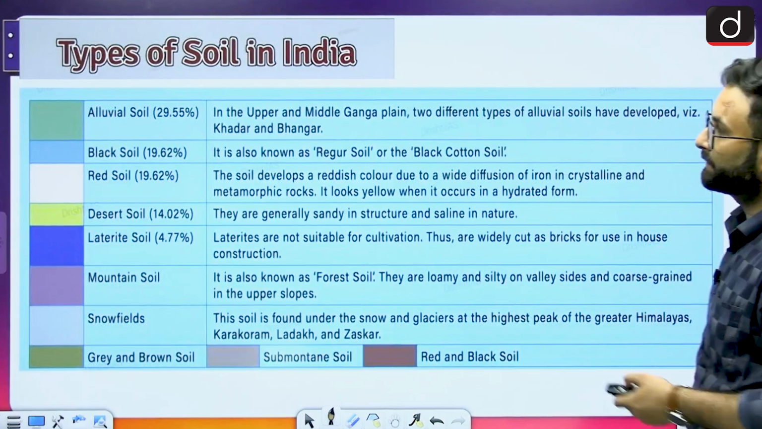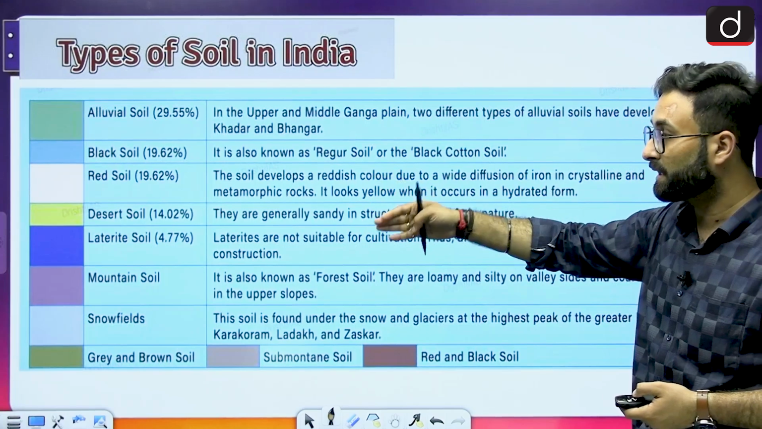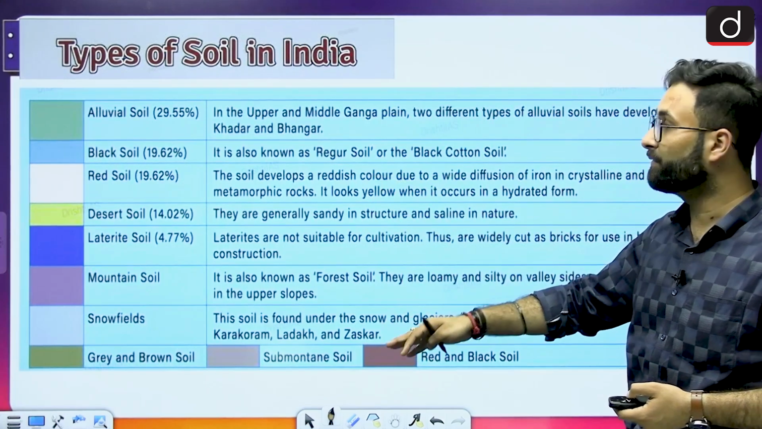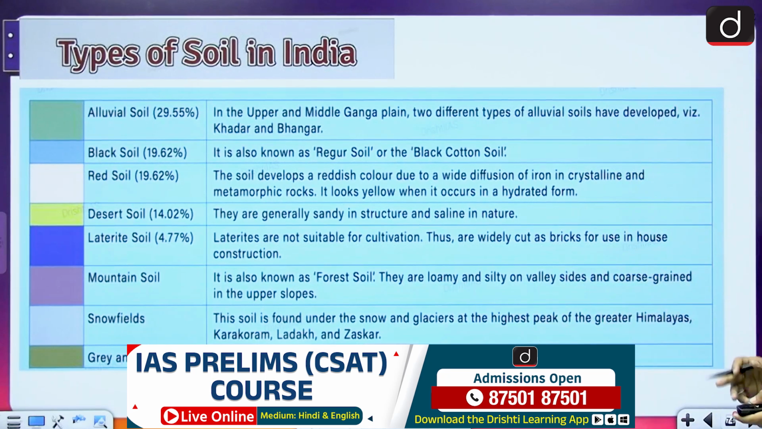Now moving further, these are some of the features given of the alluvial soil, black soil, red soil, desert soil, laterite soil, mountain soil, or the soil fields. This is something which can be asked in examination. This is something you should go through. So that is your homework.